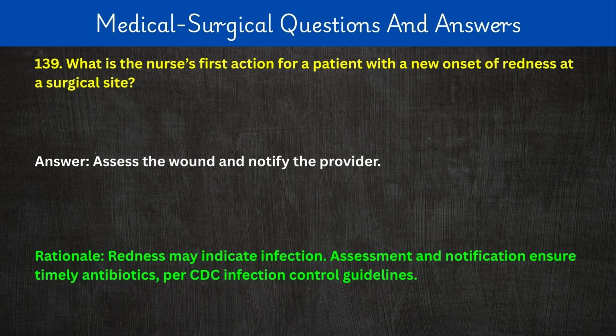139. What is the nurse's first action for a patient with a new onset of redness at a surgical site? Answer: assess the wound and notify the provider. Rationale: redness may indicate infection. Assessment and notification ensure timely antibiotics, per CDC infection control guidelines.